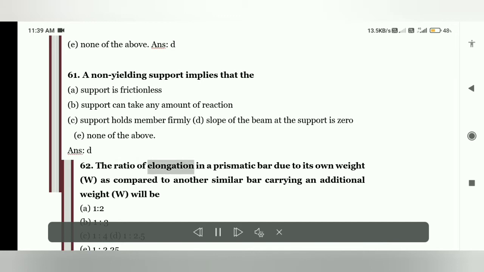62. The ratio of elongation in a prismatic bar due to its own weight, W, as compared to another similar bar carrying an additional weight, W, will be: 1:2, 1:3, 1:4, 1:2.5, 1:2.25. Answer B. 63. For two materials so joined that they deform equally under axial stress, the unit stresses in the two materials are: equal, proportional to their respective moduli of elasticity, inversely proportional to their moduli of elasticity, average of the sum of moduli of elasticity, none of the above. Answer B.